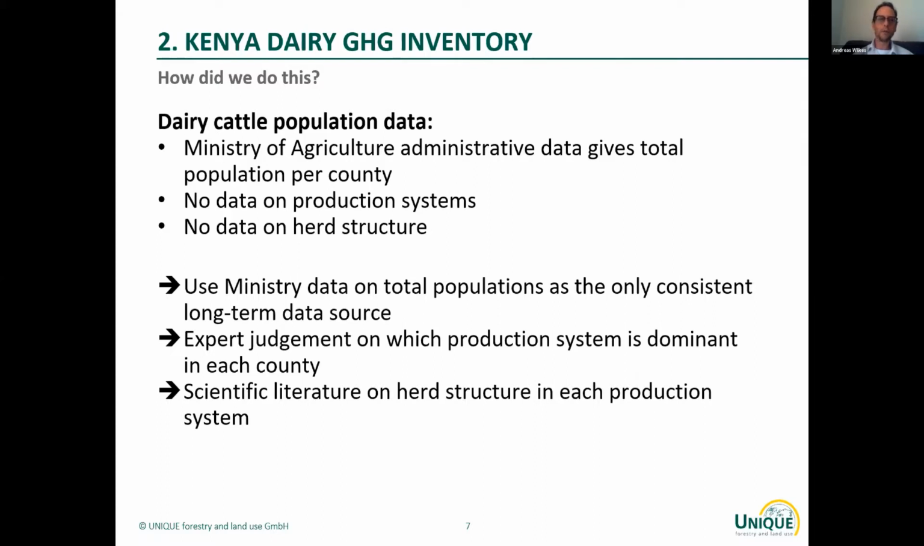Take the example of the population data. The Ministry of Agriculture, from its administrative data, has a total population for each of the 47 or so counties in Kenya. But there's no data on the production systems. For example, the zero grazing stall-fed animals, or the purely grass-fed animals, or the systems that are a mixture of the two. And there's no official data on the herd structure.